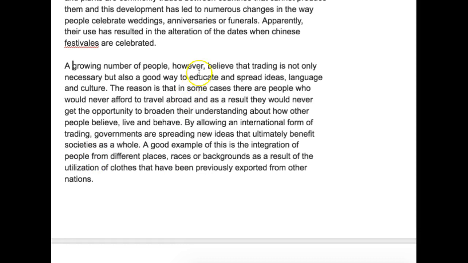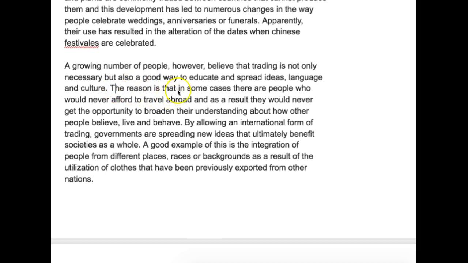A growing number of people, however, believe that trading is not only necessary, that's what I was talking about, but also a good way to educate and spread ideas, language and culture. Once again, words from the question, so be careful. Another side note, Angelica, in academic writing we can use words more advanced than good. We could say a significant and important, a valuable and invaluable way. You see? And I go into this in much more detail in the online course, which I think would be perfect for you.